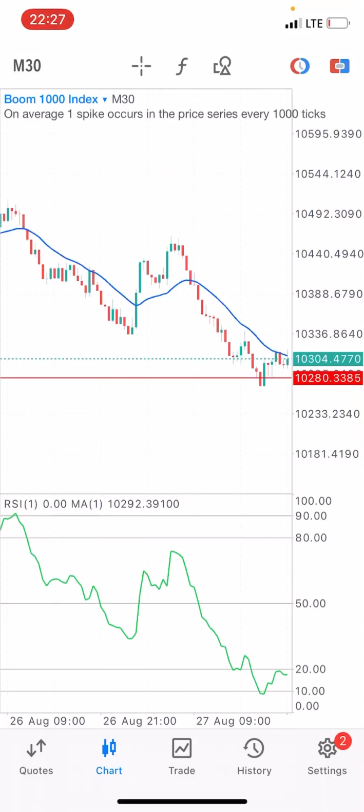So earlier on, we used this indicator on the Crash 300 where I showed you how this works. But now this is a video showing how this works on the Boom 1000. I want to use a Boom pair, not just Boom 1000. And also, I'd love to show you why you should not depend fully on indicators.